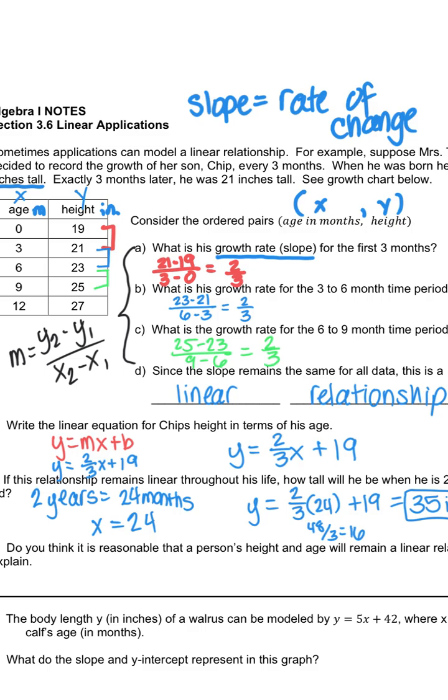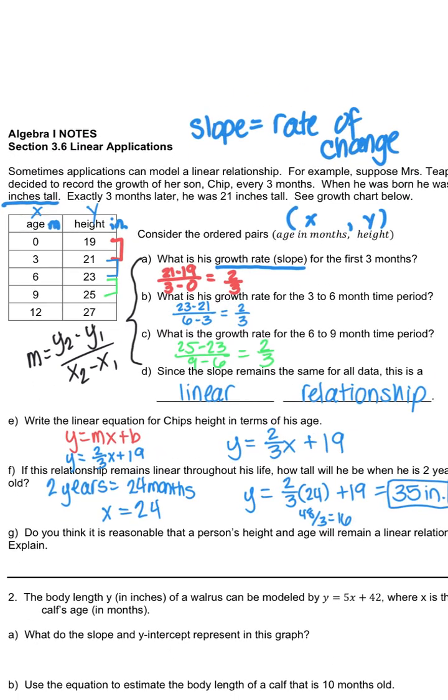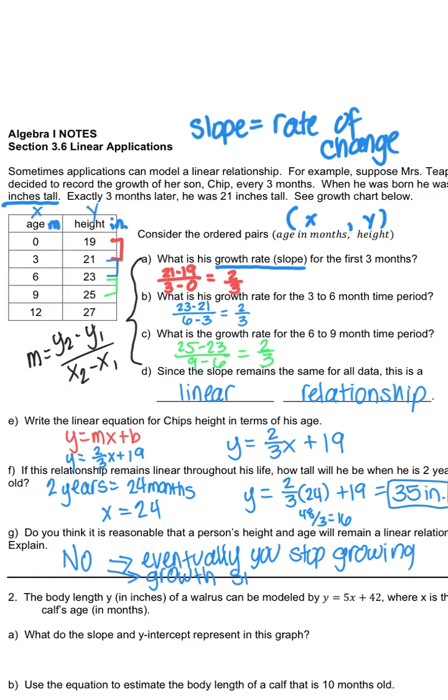All right, do you think it is reasonable that a person's height and age will remain in a linear relationship? The answer to this would be no. Why? Because eventually everyone stops growing. So let's write that down. Eventually, you stop growing. And also, it doesn't account for any growth spurts, because you don't always grow evenly throughout your life. So let's just put growth spurts. Okay, let's go to the next part.